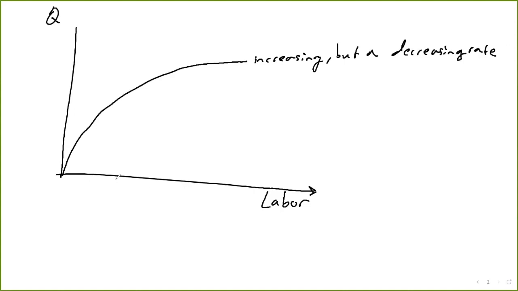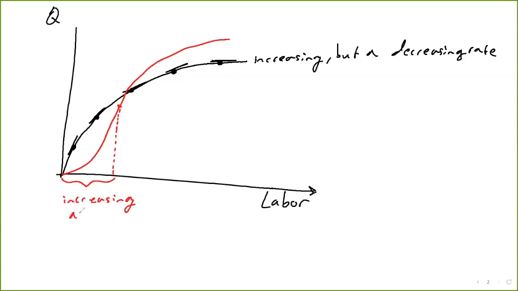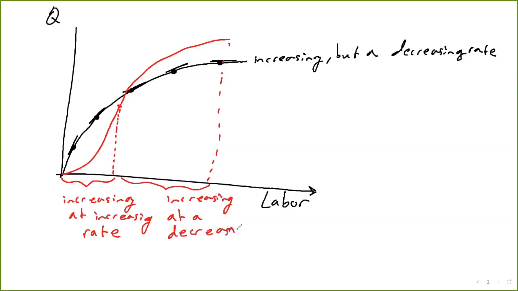So every time we added labor, quantity increased, but the slope at each point gets more shallow. But that's not the only type of production function you can have. You could also have a production function that looks like maybe something like this. So in this section of the production function, we're increasing at an increasing rate. And then once we hit this point, this section, we start increasing at a decreasing rate.